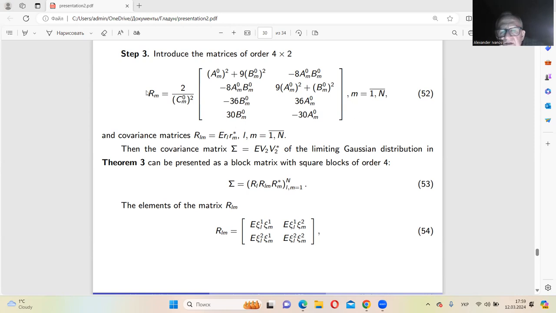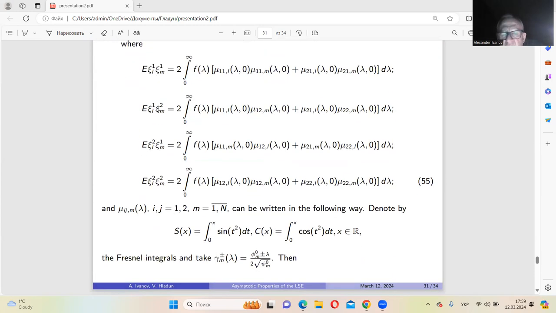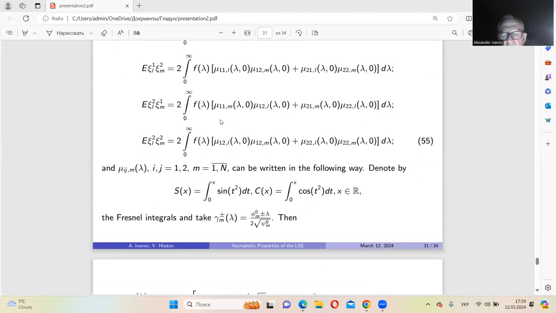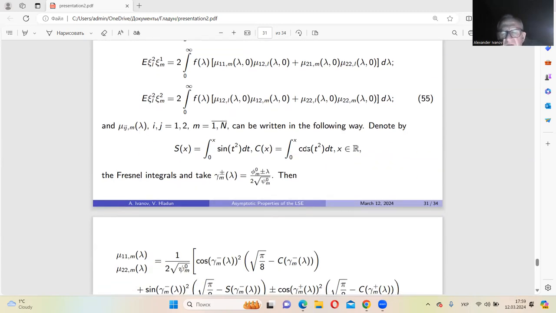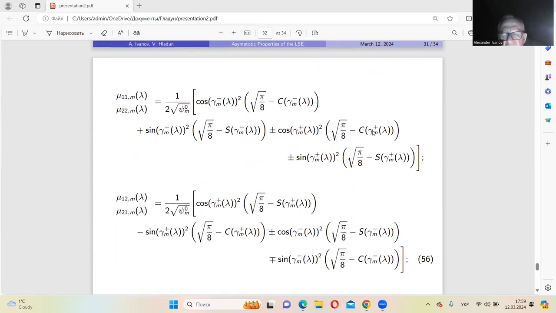They are written explicitly. And R_LM is a covariance matrix of such a kind, where every element of this matrix is a quite complicated integral, where the spectral density of this process appears. And the functions mu here are quite complicated, and they are expressed via Fresnel integrals. And on this page, you can observe this complicated expression for the limiting covariance matrix.